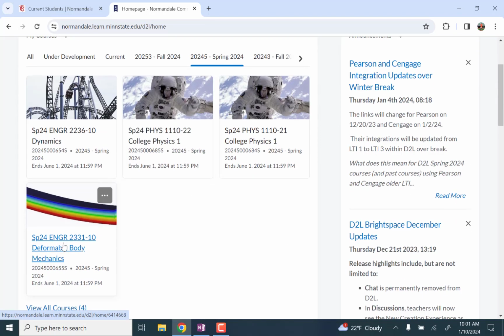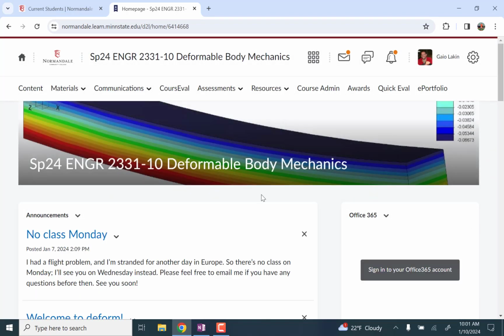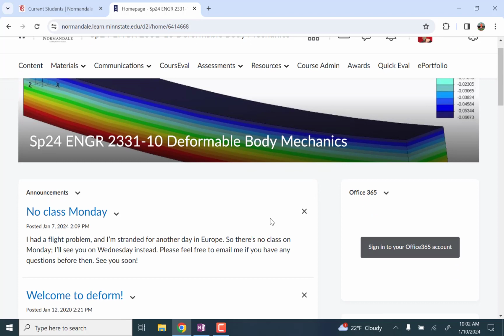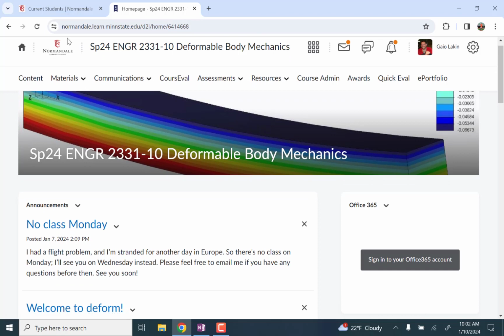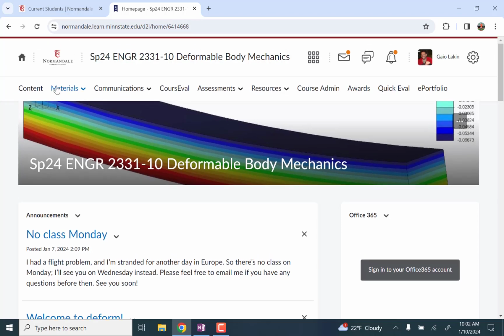So this class is called Deformable Body Mechanics, or DEFORM. Most universities call it Mechanics of Materials. So if you ever look at a university you're thinking of transferring to and you see Mechanics of Materials, that's this. We call it DEFORM because that's what the U of Minnesota calls it, but that's a pretty unusual name for it.